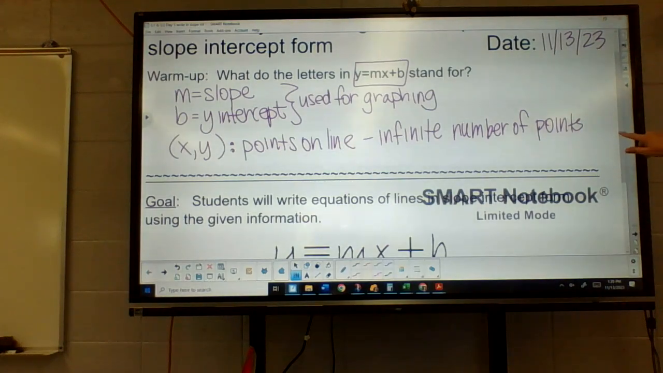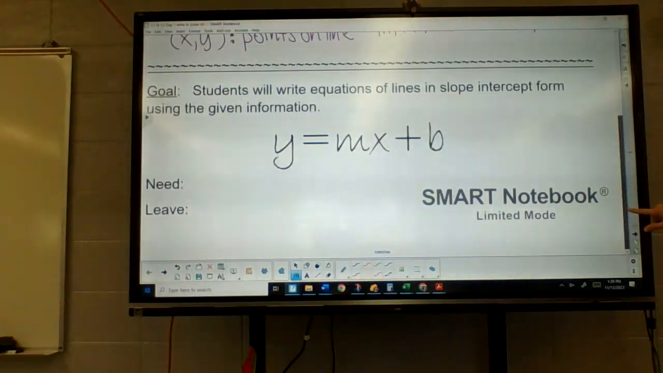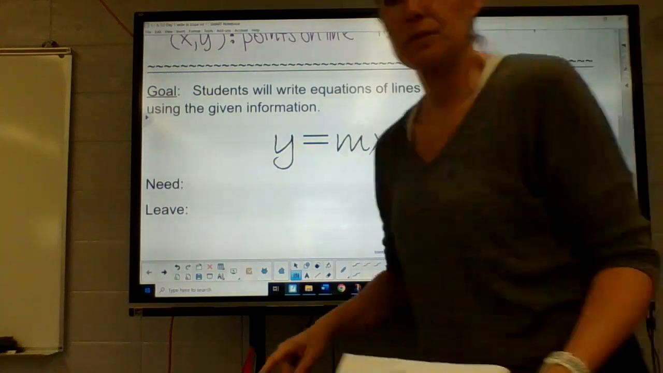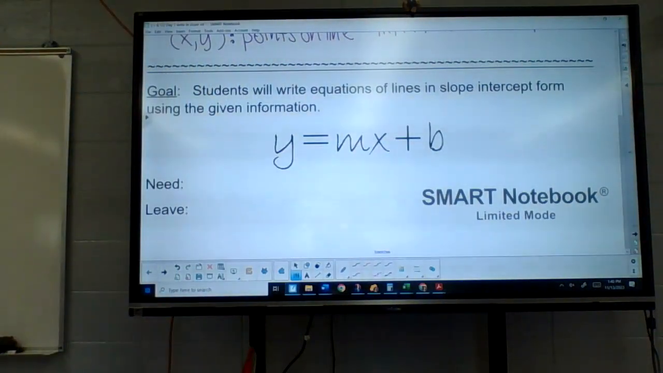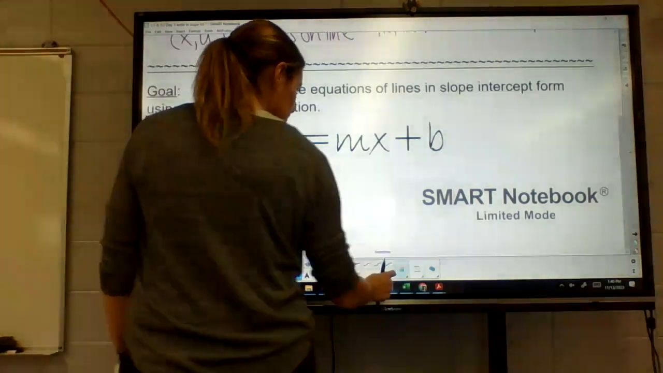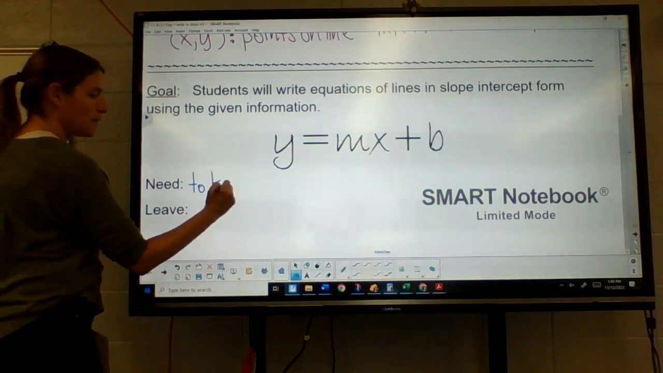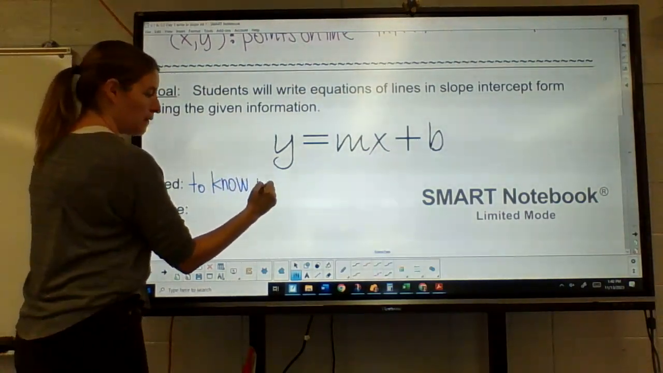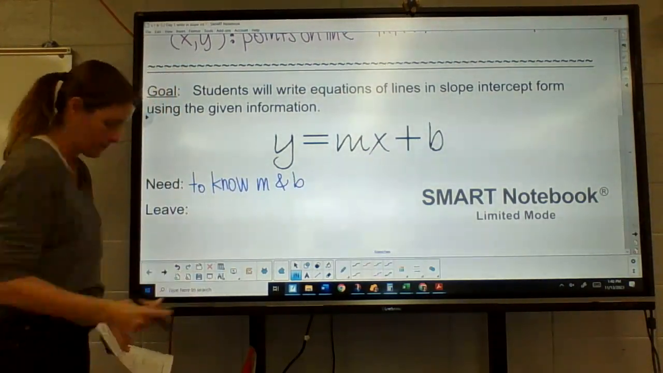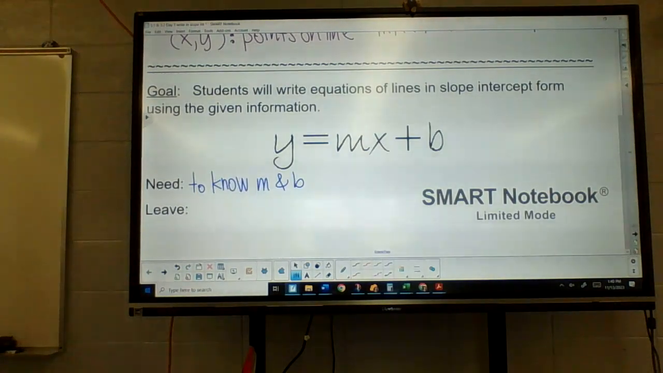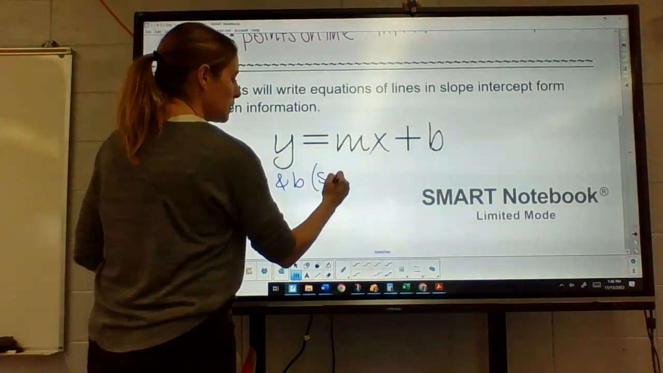Okay, guys. So, all right, guys. So for this equation here, we need to figure out what the m and b are. So we need to know what the slope and the y-intercept is. So we need to know m and b. And again, that's our slope and our y-intercept.